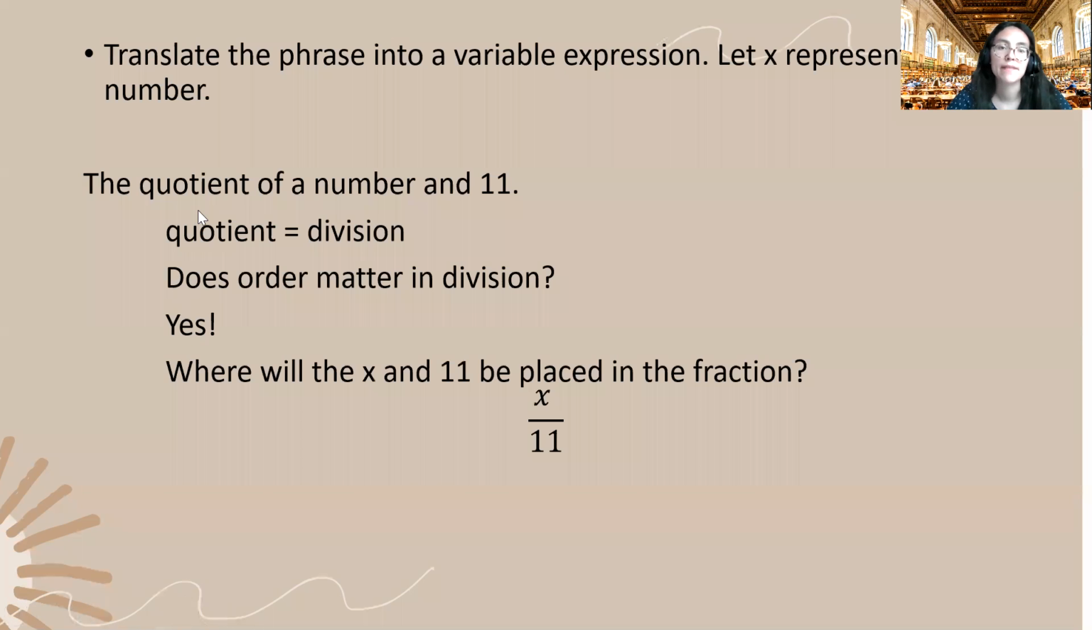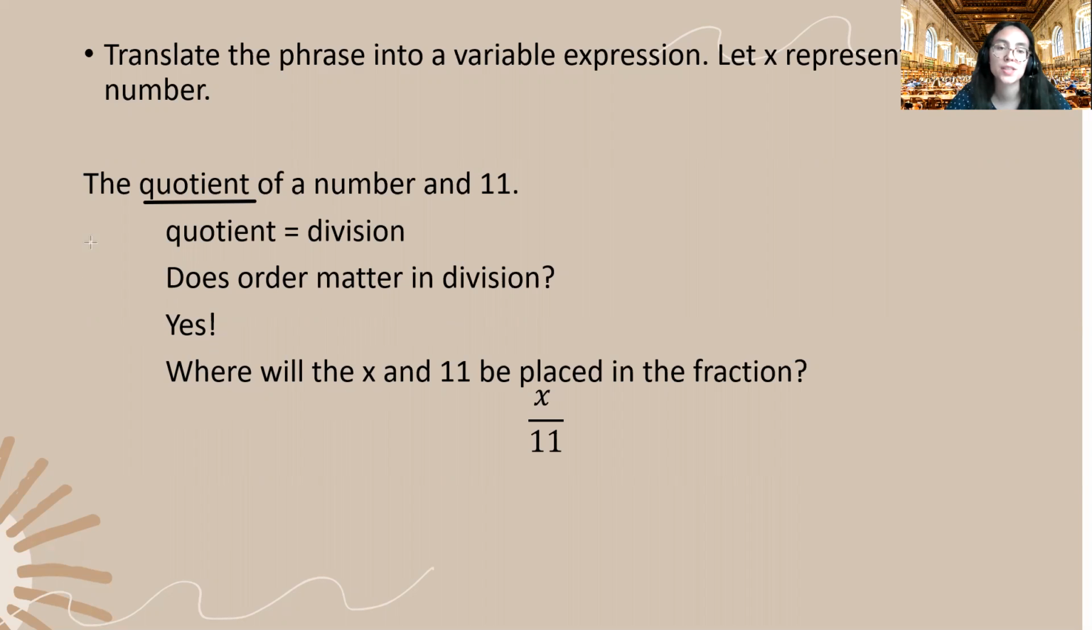So now we have this example here. We're asked to translate the phrases into variable expressions and let x represent the number. So we have the quotient of a number and 11, and here I broke it down again. I have a quotient up here, so I know that this is going to mean division. And does order matter in division? We said yes, it does. So where will the x and the 11 be placed in the fraction?